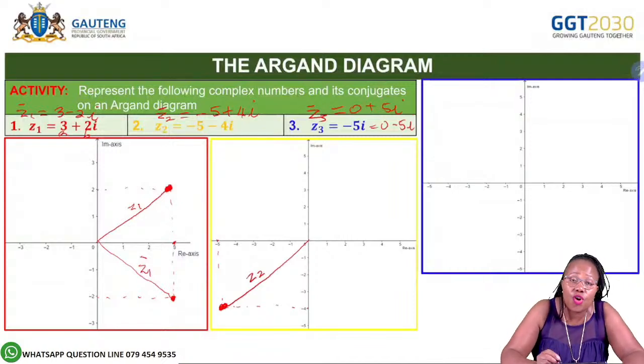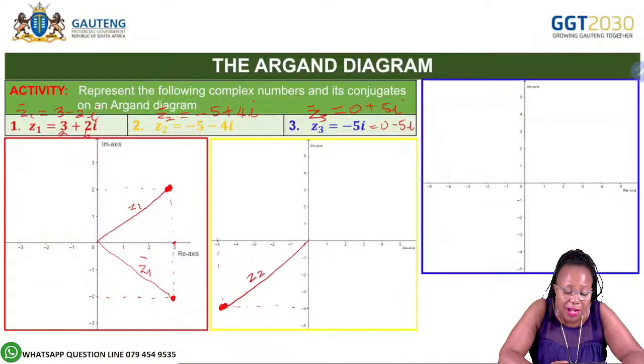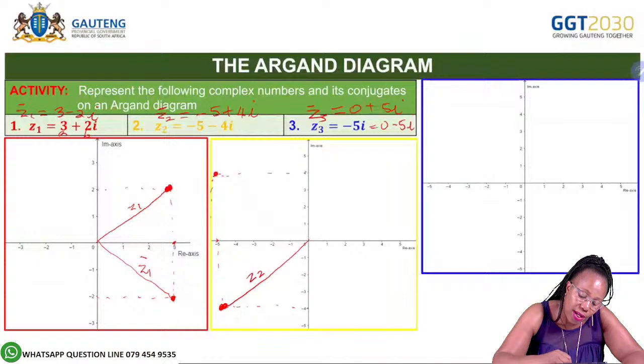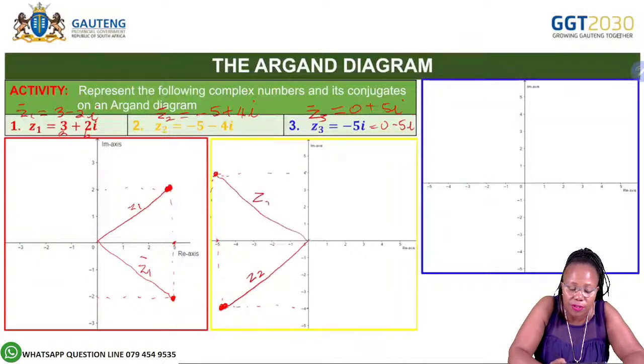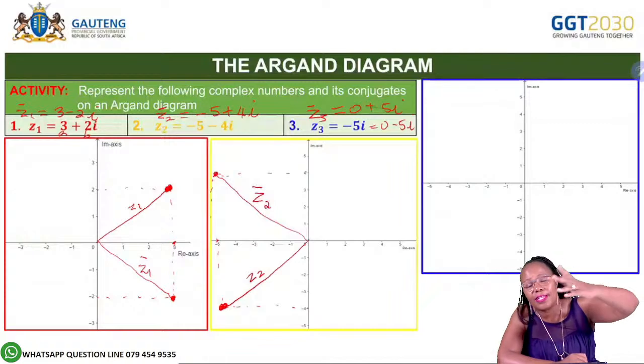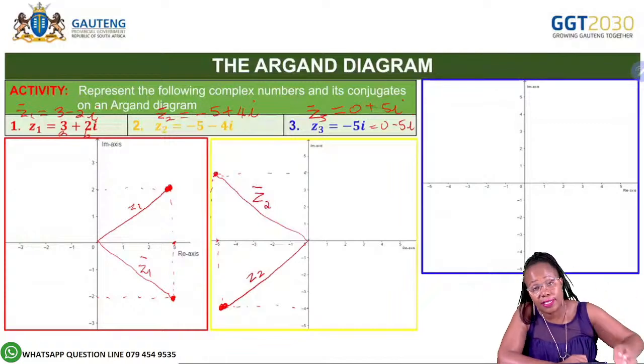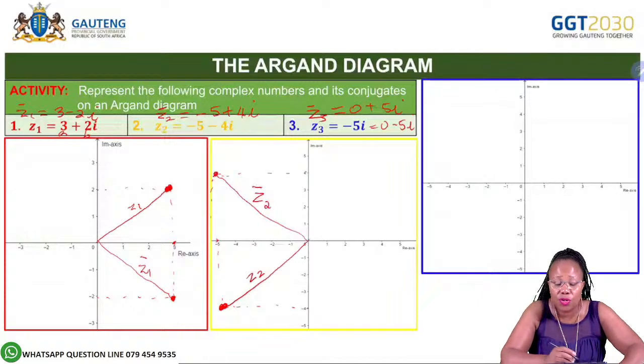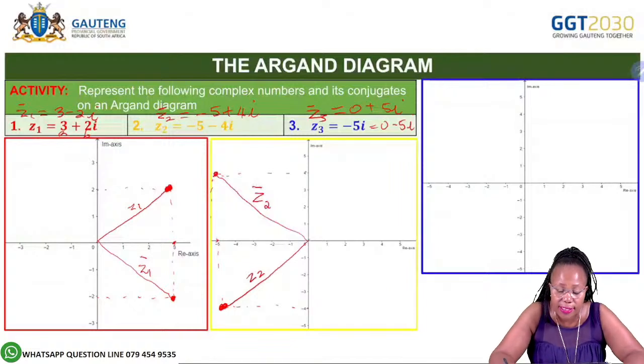And now the conjugate of that one will still be minus 5, but goes with a positive 4 now. Go positive 4, they coordinate there, and now we draw a line from the origin to that point. That will be the conjugate of Z2. Draw a line on top to show that it's a conjugate. Can you see? They are also reflected along the x-axis. Original and its conjugate, reflection along the x-axis.